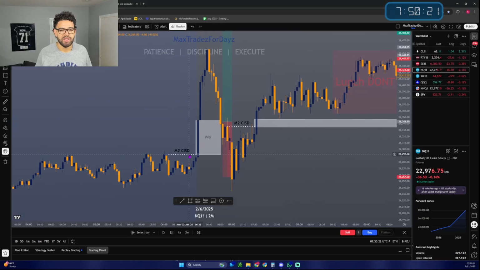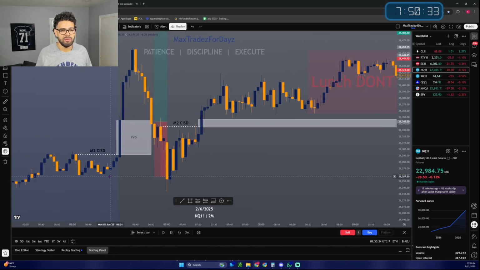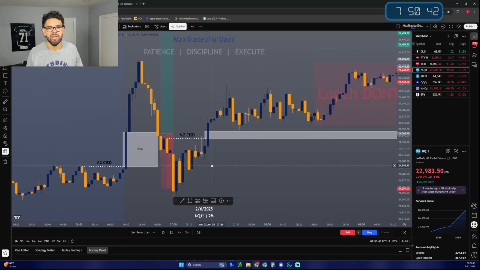Here you guys see change in state of delivery, fair value gap, wait for price to come back in it, give a pullback. Once it gives in the pullback, that's when we enter in on the trade. So we get in, stop loss at the nearest pivot swing low. Since this is a long, right here, stop loss was here. You guys saw, price came, took me out. Nothing I could do, right? Accept the loss, move on. So the next setup, the M2 gave a change of state of delivery right here.